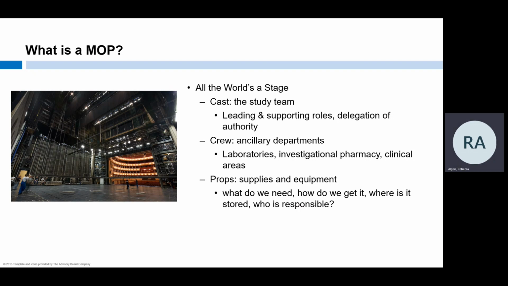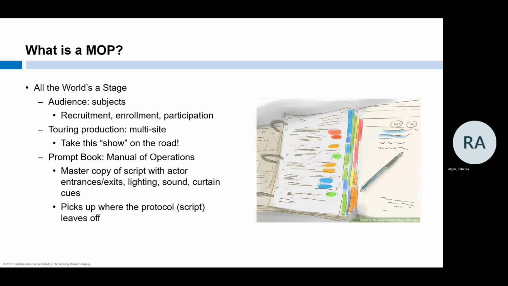The props are our supplies and equipment. What do we need, when, and how do we use it? Where is it stored so we can find it easily? The audience is our subjects. How do they get tickets and where do they go to see the show? Multi-site studies are like a touring production. The same show travels to another theater and performs for audiences in their location.